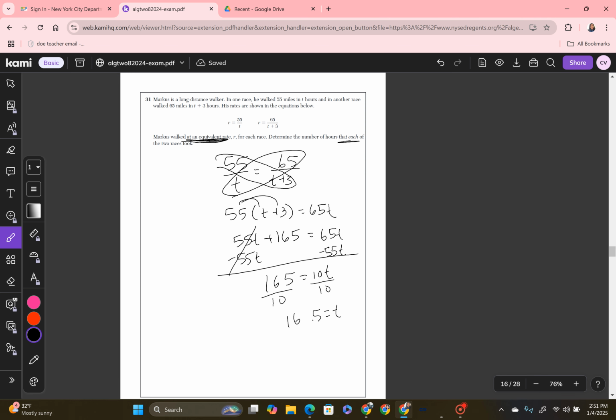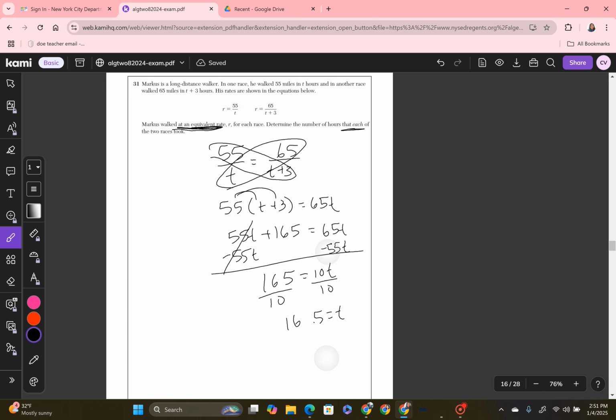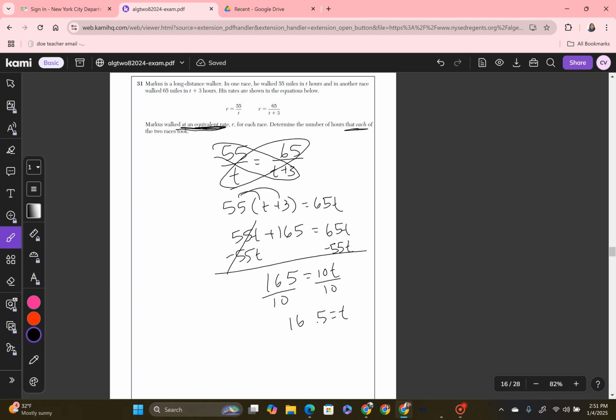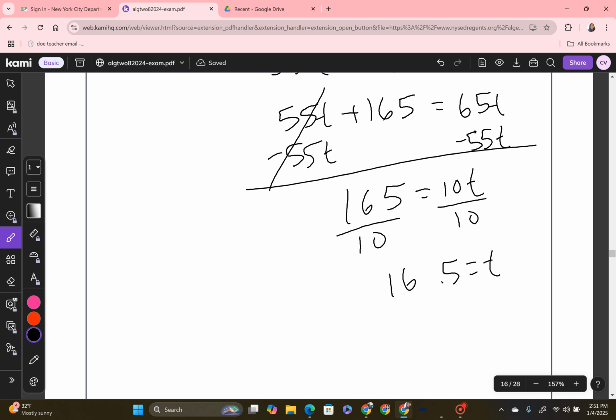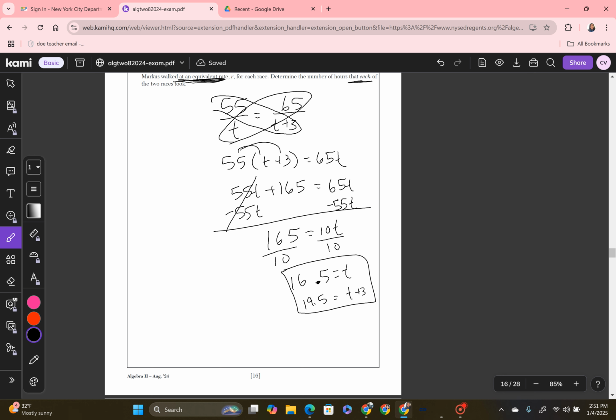Okay. Is that what they want us to find? It says determine the number of hours that each of the two races took. So in one race, he walked 55 miles in T hours. So we found that out. In the other race, he walked 65 miles in T plus 3. So we want to also find T plus 3 hours. So 16.5, I know I wrote that horribly, plus 3 is 19.5. So these are our two answers. You need two answers, the T time and the T plus 3 time.